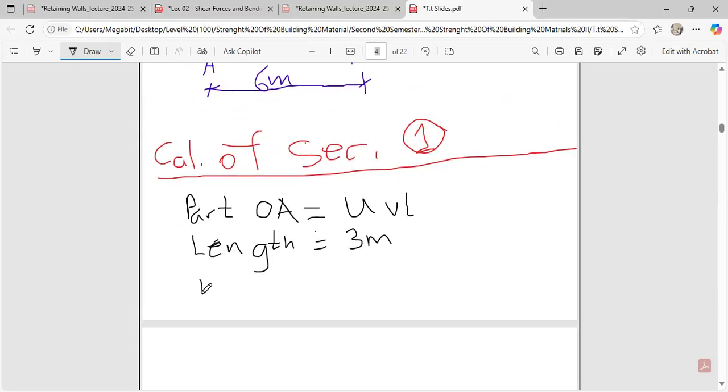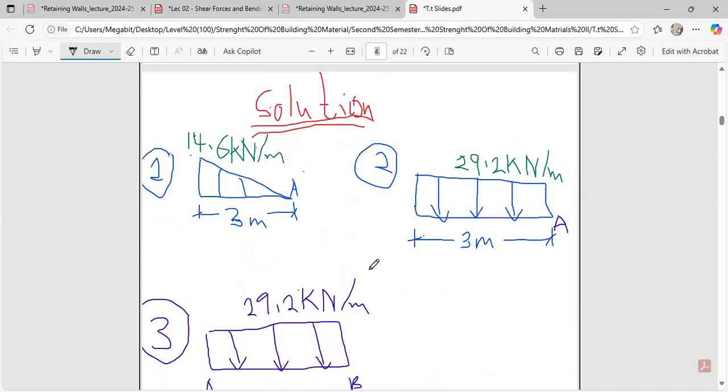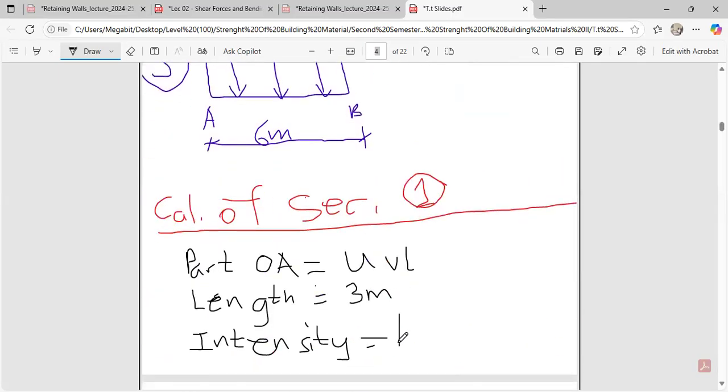Then our intensity. And the intensity is going to be what in section 1? It's going to be 14.6. So this is 14.6 kilonewton per meter.